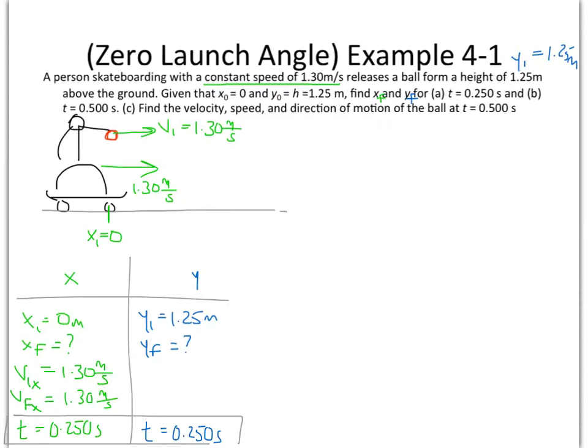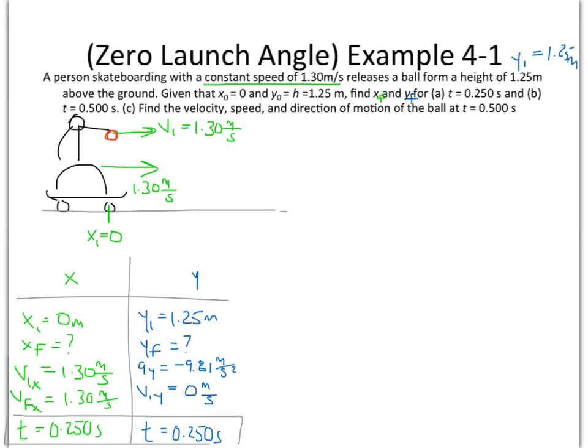Well, we know the acceleration in the y, right? That is negative 9.81 meters per second squared. And we also know the initial velocity in the y direction. Initial velocity in the y is what? Well, if it's moving entirely horizontally, there is no y component, so we can say that that initial velocity in the y direction is 0 meters per second. All right.